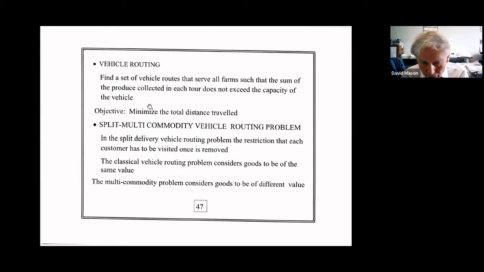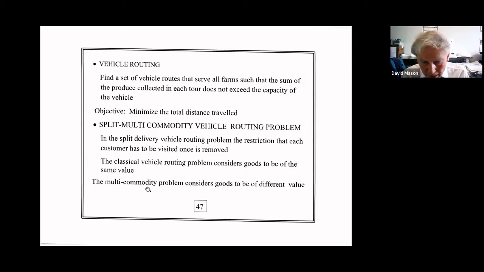So the vehicle routing problem, the idea is to minimize the total distance traveled. And this is the split multi-commodity vehicle routing problem. In the split delivery vehicle routing problem, the restriction that the customer has to be visited once is removed. And the classical vehicle routing problem considers goods to be of the same value, whereas the multi-commodity problem considers goods to be of different value.